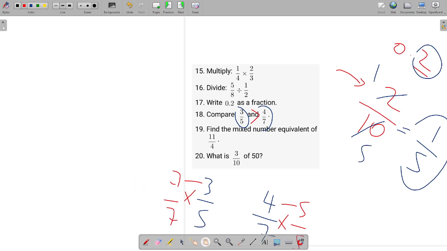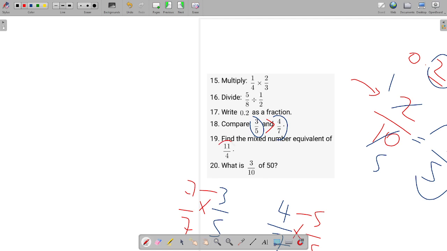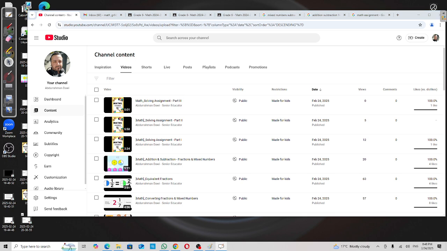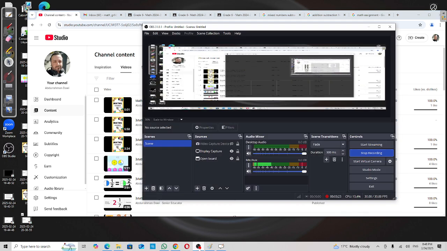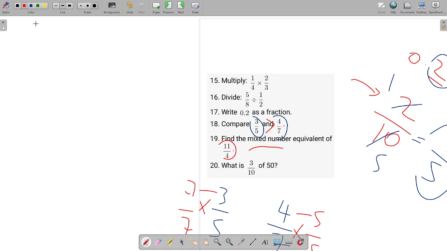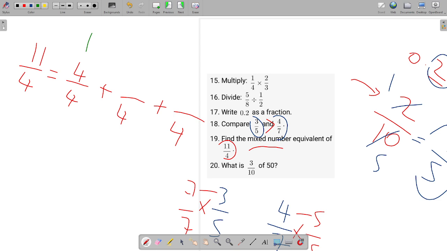Find the mixed number equivalent to 11 over 4. So I need to convert 11 over 4 into a mixed number. So how to do that? If you remember the first video revision, we said that we can split it into an addition of different fractions. Of course, they have to have a common denominator, and then I split this fraction into as many 4 over 4 as possible to represent the value of 1. So this is 4 over 4, and this is equal to 1.